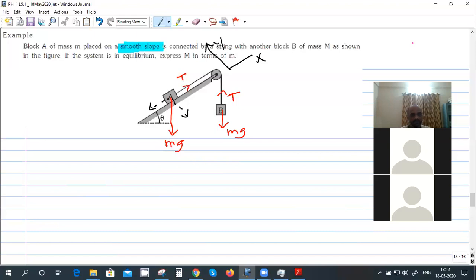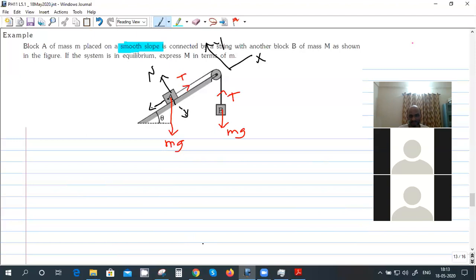On block A, there is a component perpendicular to the surface, the inclined plane, downwards. There should be some force to compensate it. What is that force? Daksh? What is the force which is compensating? mg has got two components. One is perpendicular to the inclined plane, and one is along the plane. Sir, the normal reaction would still be there, right? Yeah, there is a normal reaction here.